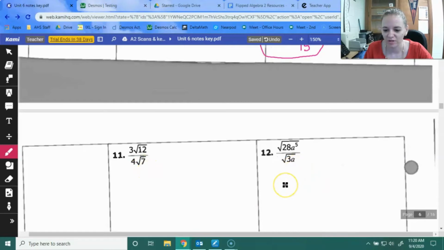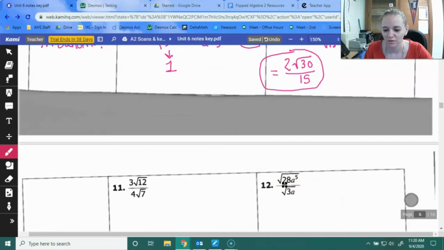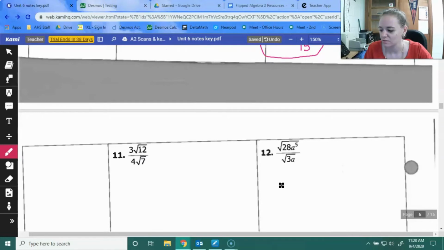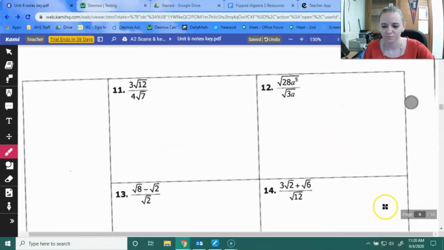Okay, here we have a variable. So, let's see. There's a couple ways we can go about this. Let's go ahead and do this one. Number 12, since we're throwing in variables. Alright. Initially, I'm like, okay, I can split these up and combine them. So let's start with that. We can do that.